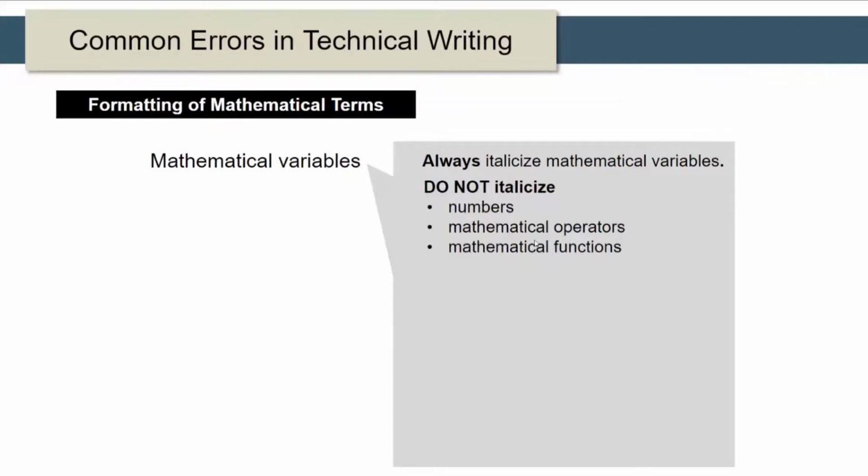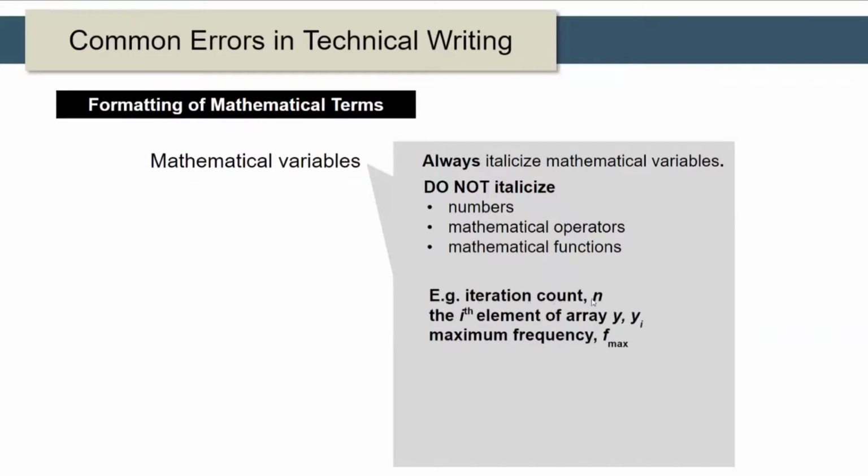You do not italicize mathematical operators like plus, minus, parentheses. You also do not italicize mathematical functions, like log, cos, sine, exp. These are all mathematical functions. These are not italicized. So iteration count, comma, n is italicized.